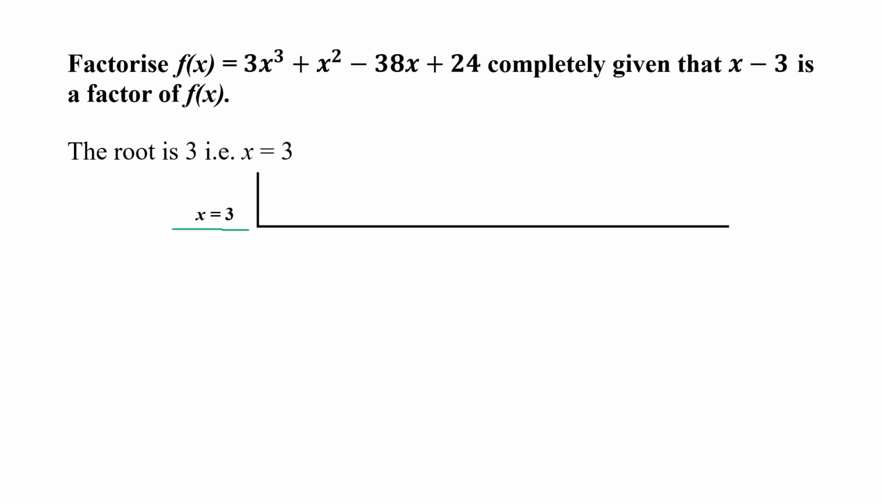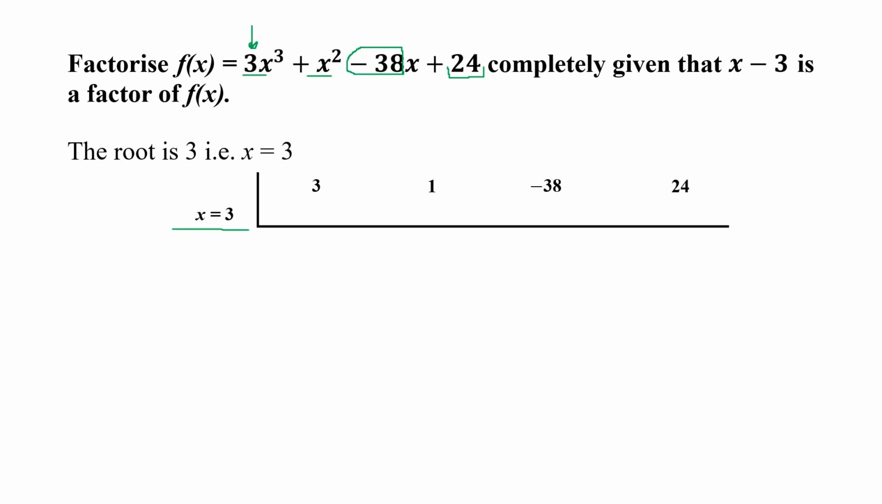I'll start with the coefficient of x with the highest power, which in this case is x to the 3. So I'll start with 3, followed by the coefficient of x squared, which is 1, followed by the coefficient of x, which is the whole of this number, minus 38. Then finally, the coefficient of x to the 0, the constant, which is 24.